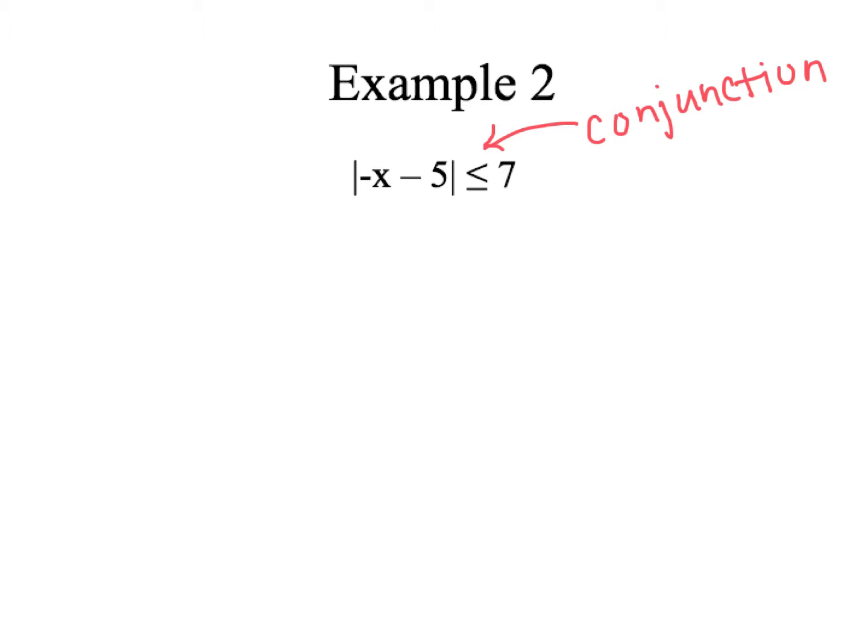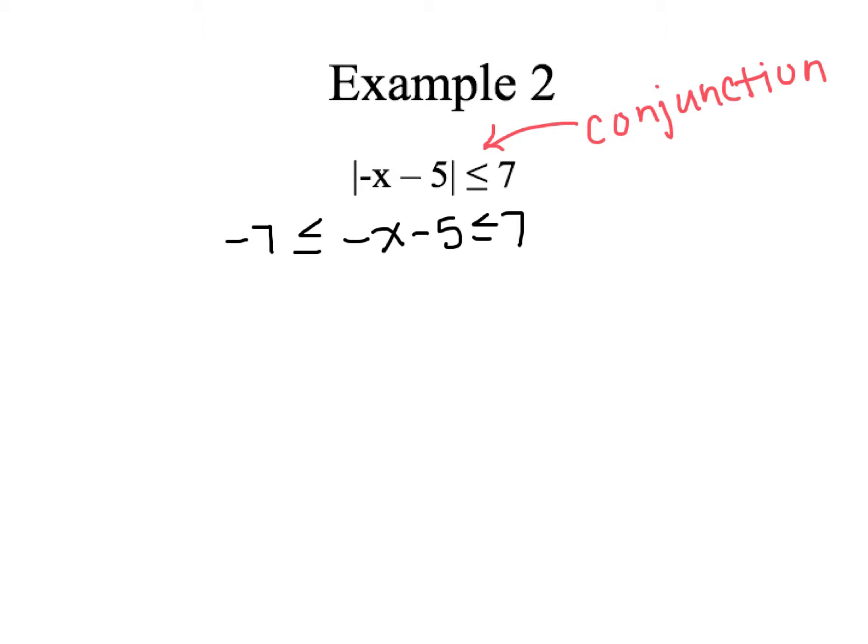Step 2, copy the basic inequality without the absolute value brackets. Okay, -x minus 5 is less than or equal to 7. Step 3, write the additional inequality sign. Okay, there's my less than or equal to. Step 4, negate the c value. So there's my -7. This creates a compound conjunction. Now, step 5, solve and graph.